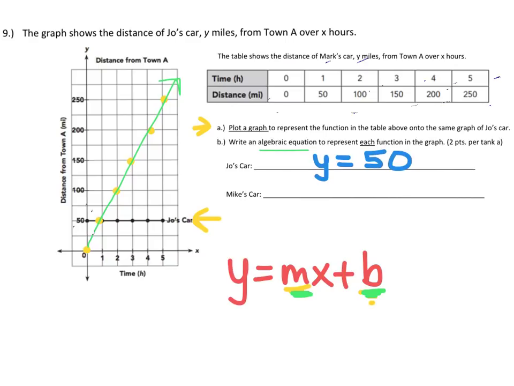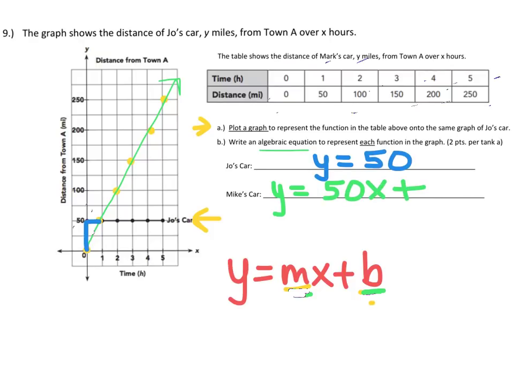Now Mark's car has both. I can see a positive slope and a y-intercept. So let's do slope first. Let's make a right triangle on the graph. Remember, we do rise over run. So this rise is 50 and runs 1. So our slope is 50 over 1, or just 50x.